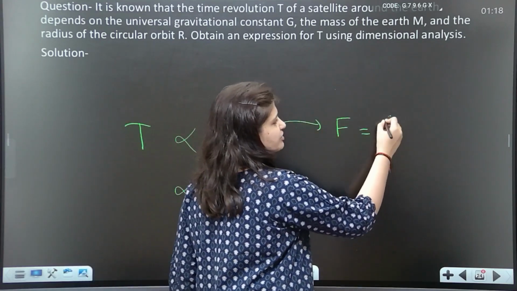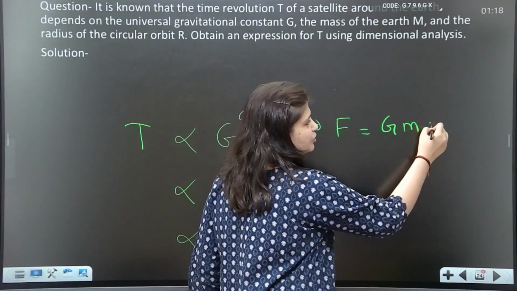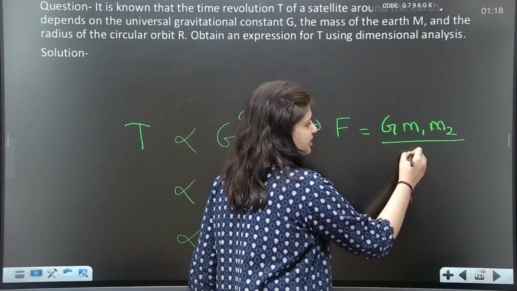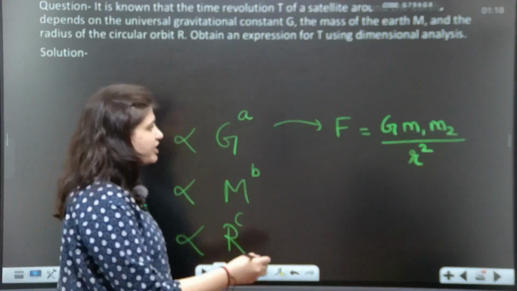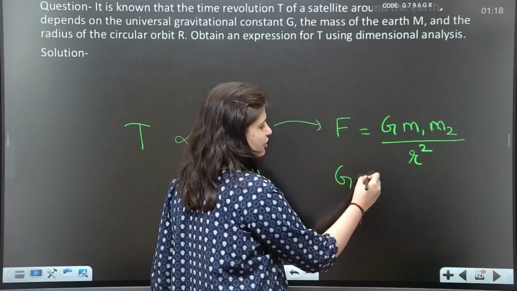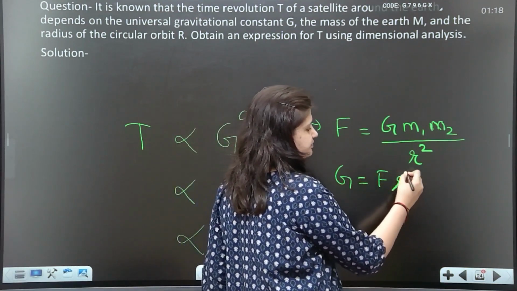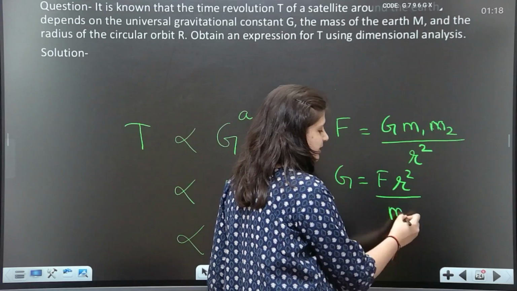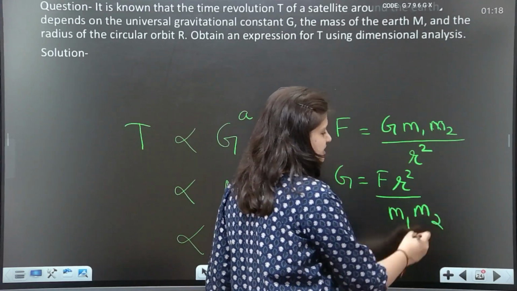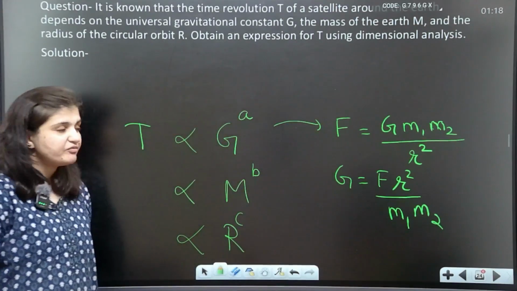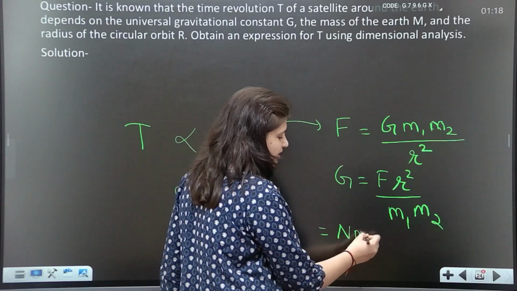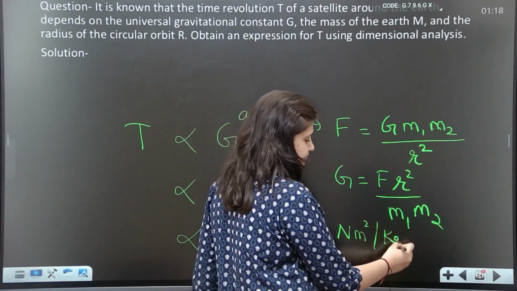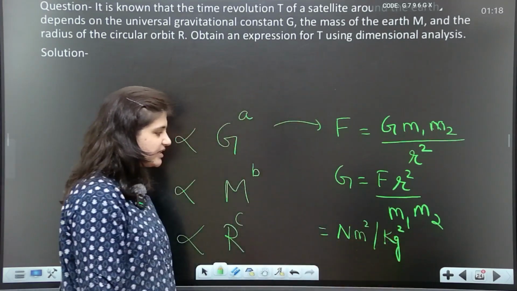We know that force is equal to G m1 m2 by r square. So what is G? It is force times r square divided by m1 m2. So we can write its unit as Newton meter square per kg square.